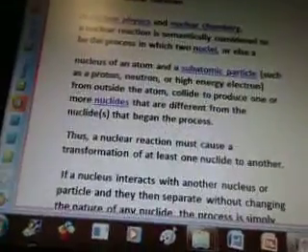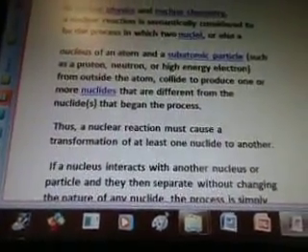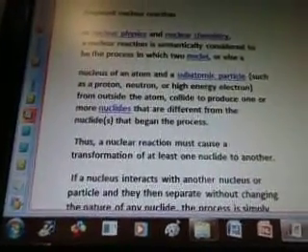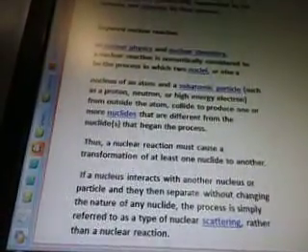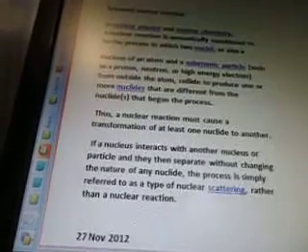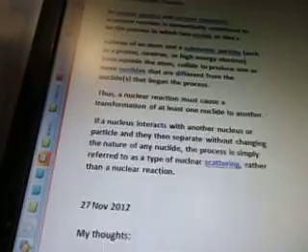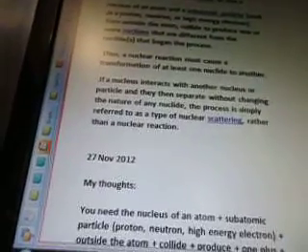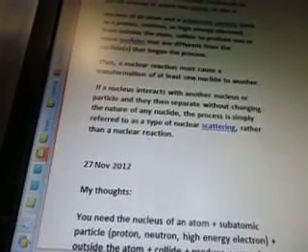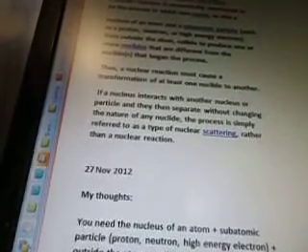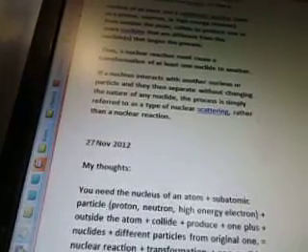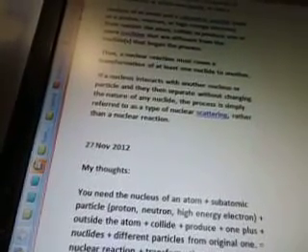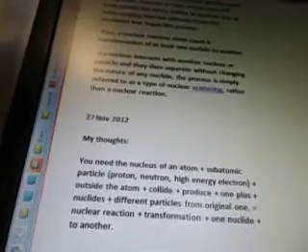Keyword nuclear reaction. In nuclear physics and nuclear chemistry, a nuclear reaction is semantically considered to be the process in which 2 nuclei, or else a nucleus and a subatomic particle, such as a proton, neutron, or high-energy electron from outside the atom, collide to produce one or more nuclides that are different from the nuclides that began the process. Thus, a nuclear reaction must cause a transformation of at least one nuclide to another. If a nucleus interacts with another nucleus or particle, and they then separate without changing the nature of any nuclide, the process is simply referred to as a type of nuclear scattering rather than a nuclear reaction.